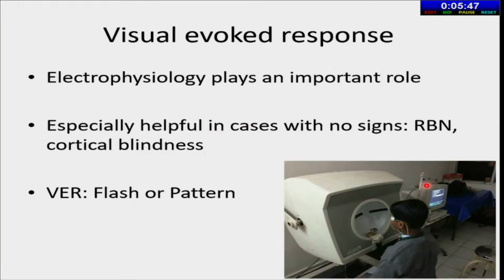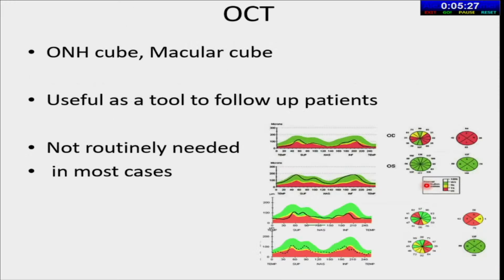Visually evoked responses tell us functionally how the optic nerve and the whole visual pathway are doing. You should be aware of how to read a VER or VEP report, the different forms of VEP, flash and pattern, and how it is done. So go to the VEP lab and have a look at it once for yourself. And if they have time, get it done on yourself once and you will realize.